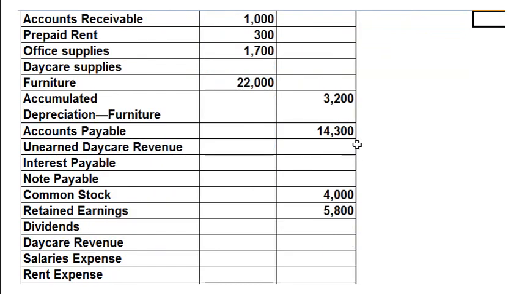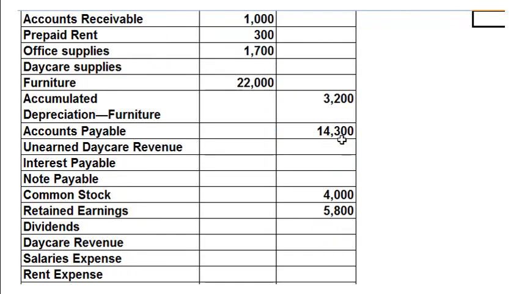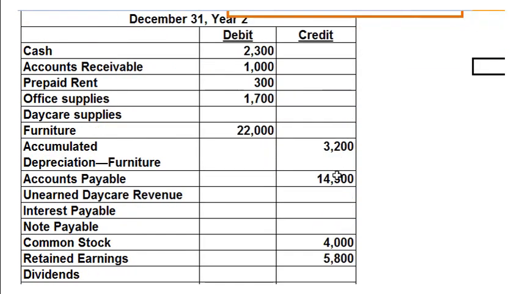On the credit side, we see accounts payable. That would be our only liability account. And we know liabilities normally have a credit balance. So this is a positive liability. Sample Daycare owes $14,300 on account to vendors, possibly. That would be the most likely thing. We have a few placeholders for some other liability accounts.